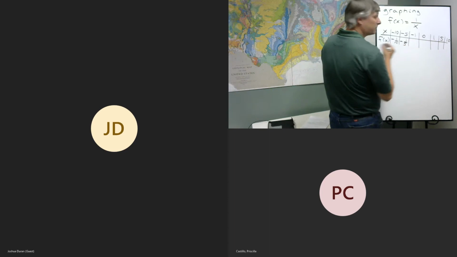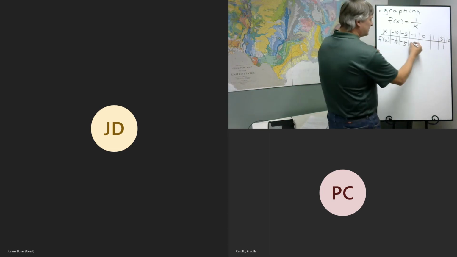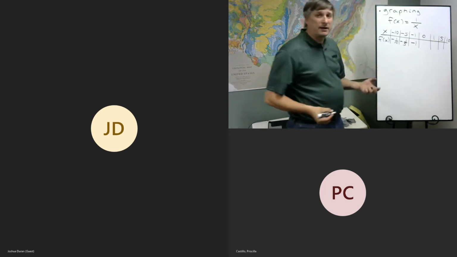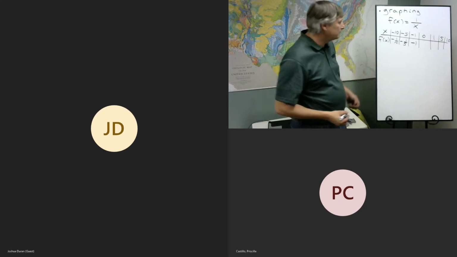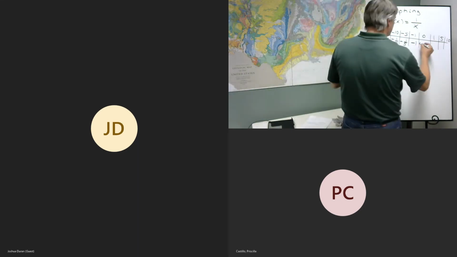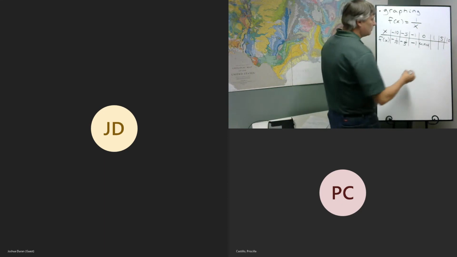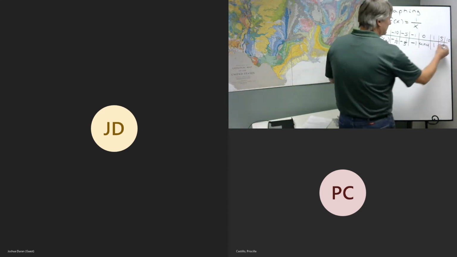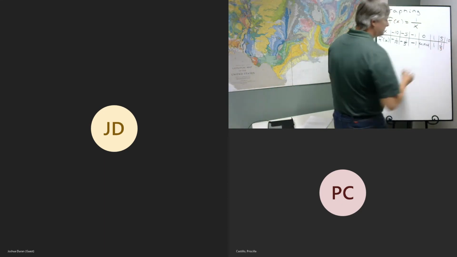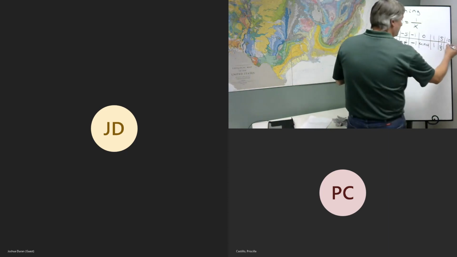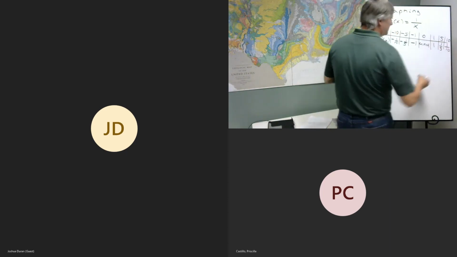Minus 1 over 5. This will come out to be minus 1. 1 divided by minus 1 is minus 1. 0 is undefined. You have to deal with that. 1 divided by 1 is 1. 1 divided by 5 is 1/5. And 1 divided by 10 is 1/10.